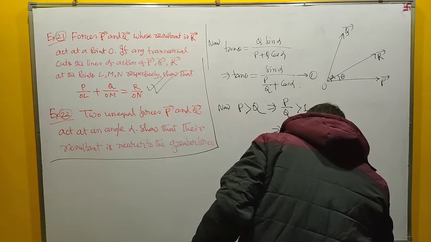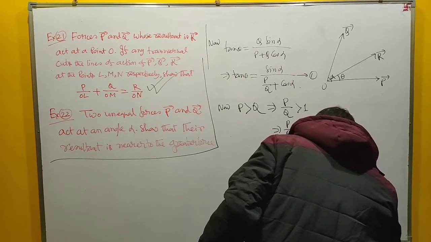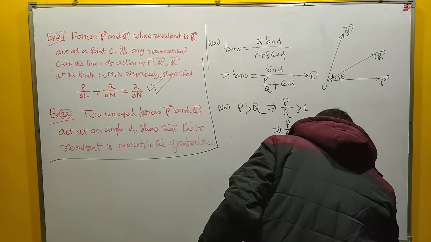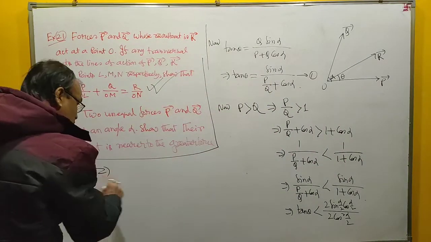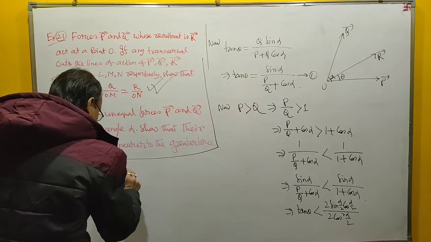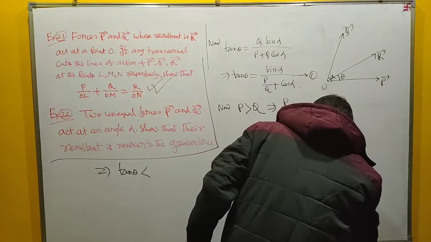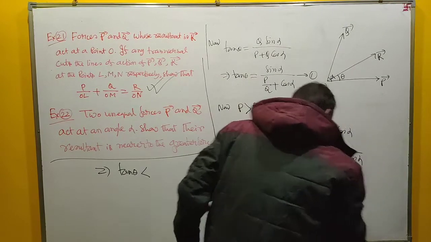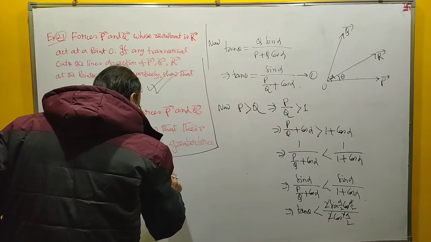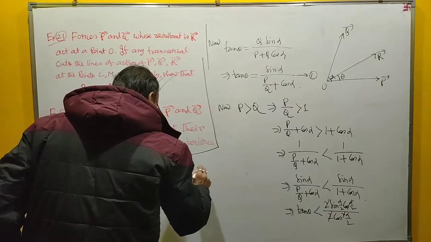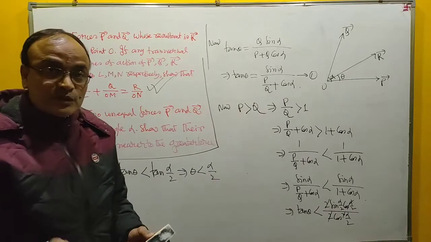you may write twice sin alpha by 2 cos alpha by 2, divided by twice cos square alpha by 2. The 2 will be cancelled, and one cos alpha by 2 will be cancelled. It will be tan alpha by 2. This means theta is less than alpha by 2.